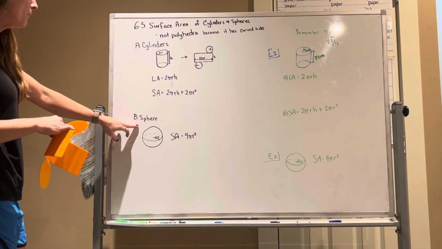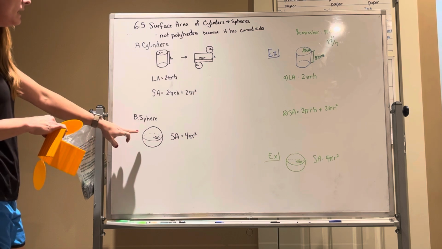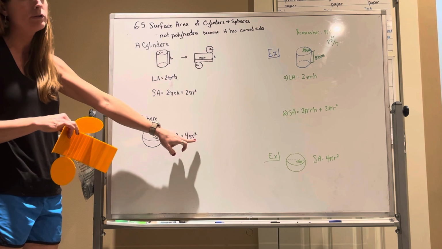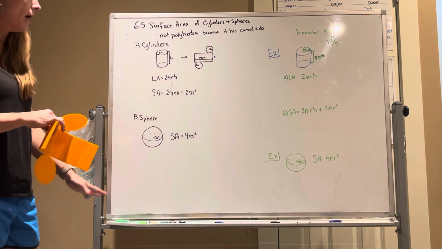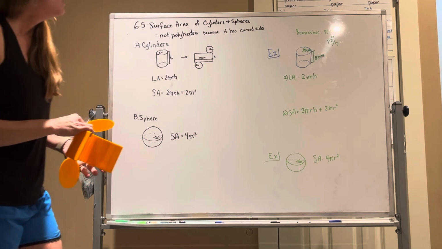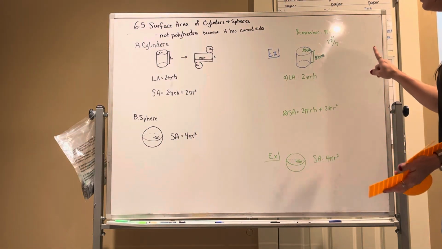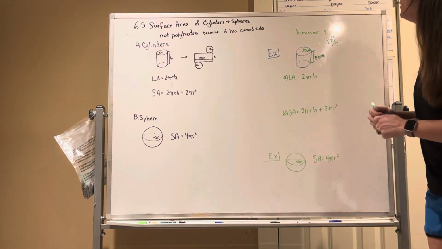The sphere, the book does not go into why the surface area of a sphere is 4 pi r squared. Feel free to look into that. All right, we are moving on.